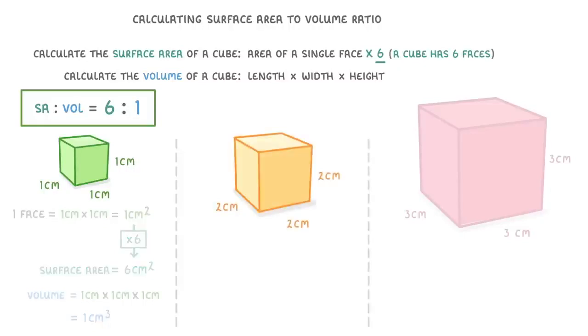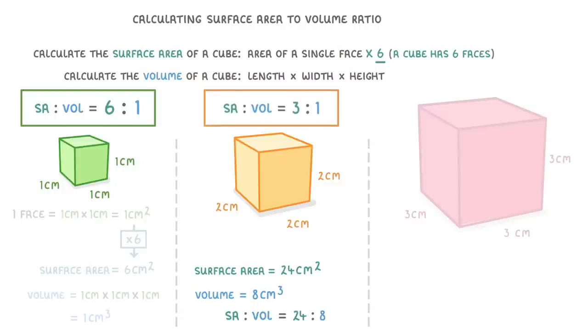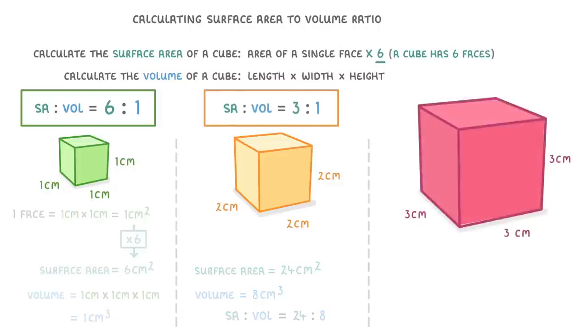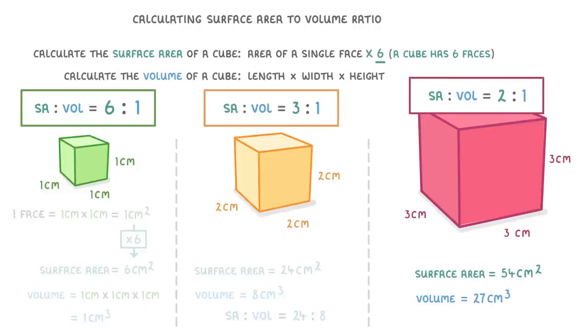If we do the same thing for this medium cube though, we get a surface area of 24 square centimeters and a volume of 8 cubic centimeters, and so a ratio of 24 to 8, which simplifies to 3 to 1. And if we do the same thing for the biggest cube, we get a surface area of 54, a volume of 27, and a ratio of 2 to 1.